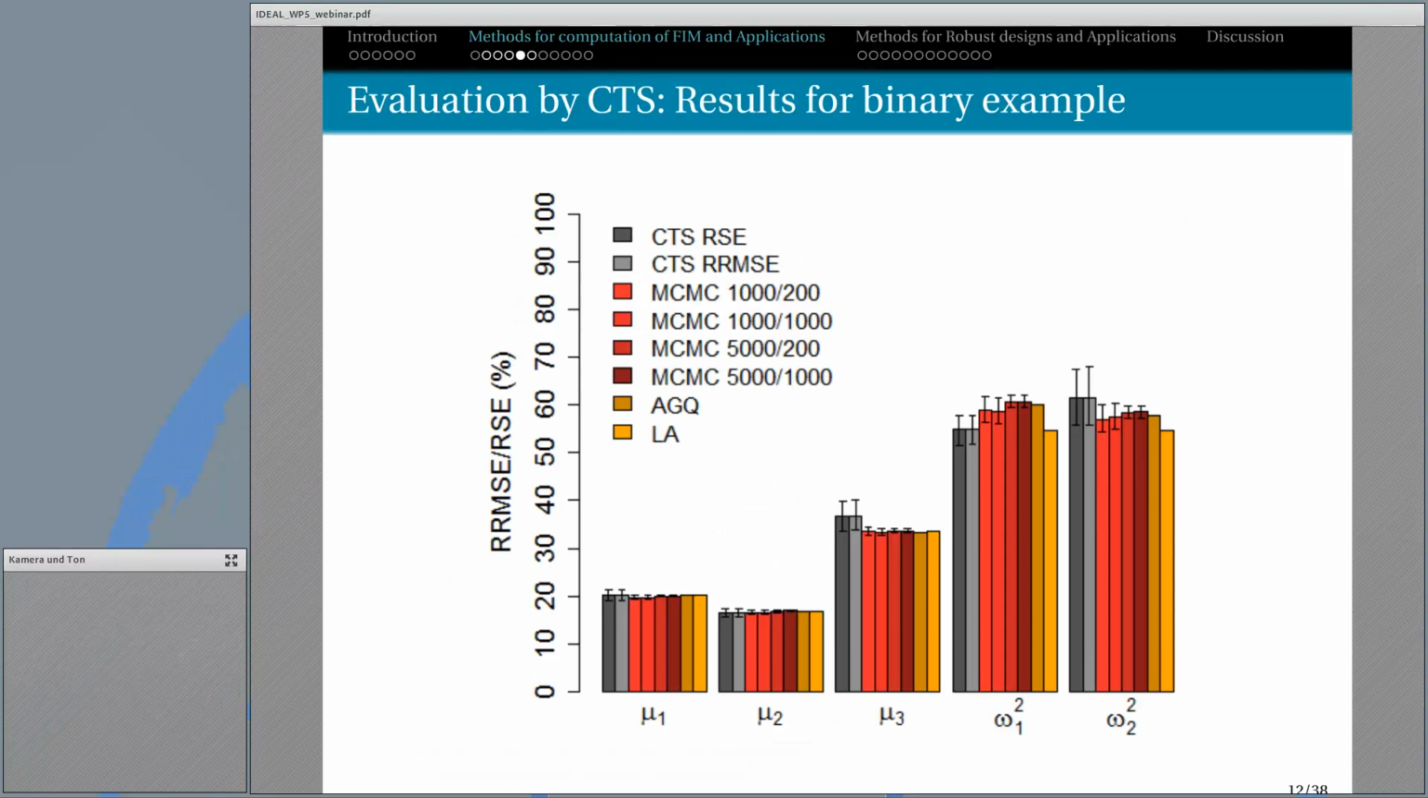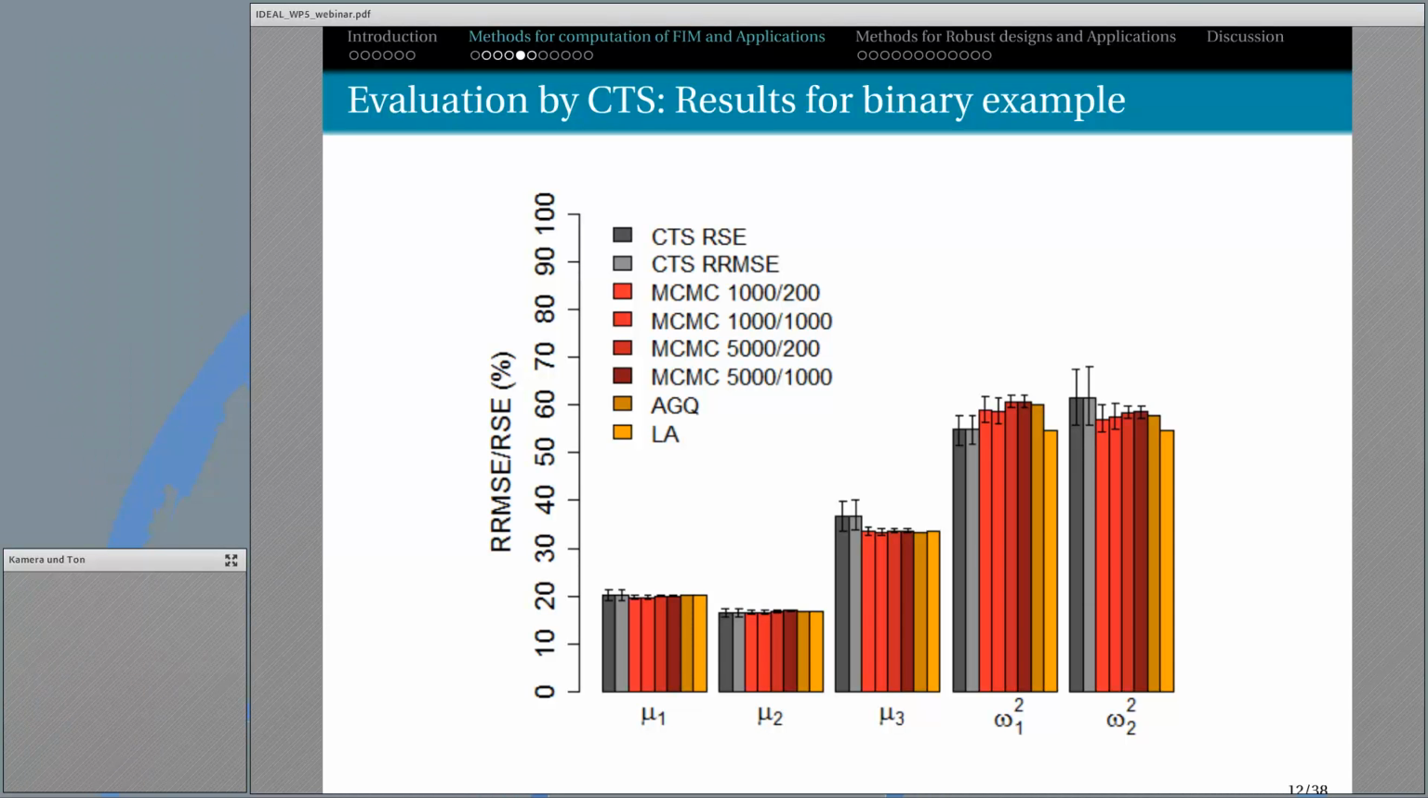This is the result for the binary example, where in gray you have the relative standard errors or RRMSE predicted, or observed, sorry, by clinical trial simulation. For the three fixed effects and the two variances. In red, light or dark, you have the prediction using HMC. And in yellow, the prediction using adaptive Gaussian quadrature or Laplace approximation. One is brown and one is yellow. And you could see that they all give very good prediction of what we would get if we would have done a clinical trial simulation. So perhaps the Laplace approximation, but I think they're very close here.